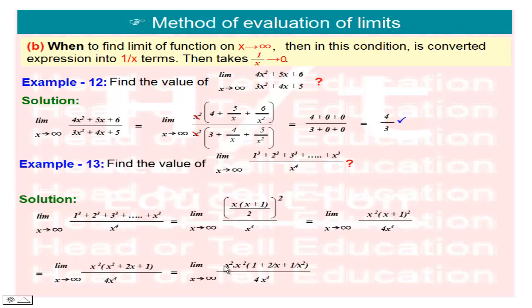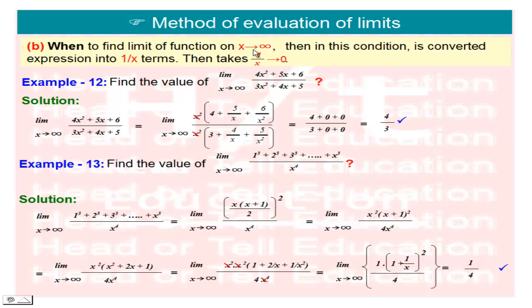First we cut the x to the power 4 in the bottom. Then we have the whole square of 1 plus 1 upon x. So we write it like this. Next we use 1 upon x equal to 0, so the result of this limit is 1 divided by 4. This is the answer.